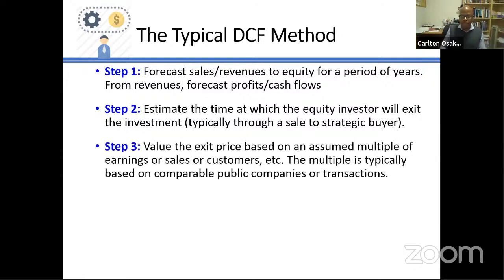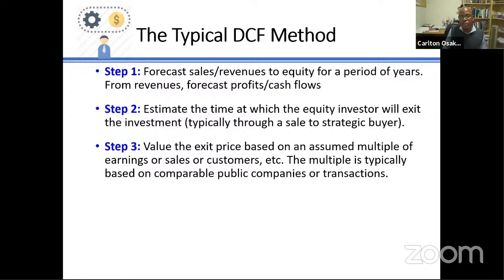Step three, once you have that terminal date where the equity investor will be exiting, you then value the exit price or the exit value of the firm. And usually you use a multiples approach that's based on, say, some industry specifications or based on what's called a capitalization rate. And so the two are equivalent. The capitalization rate is really 1 over the multiple, and the multiple is 1 over the capitalization rate. And so you look at the industry or comparable companies to see what they are trading for relative to the cash flows or the profits of the firm, and then use that multiple.